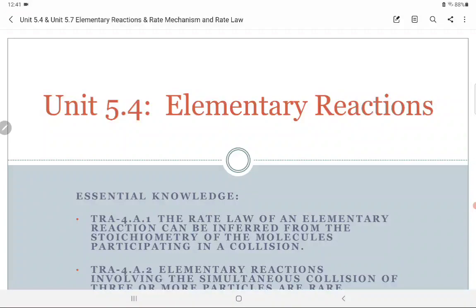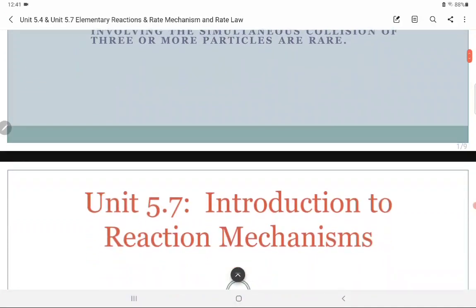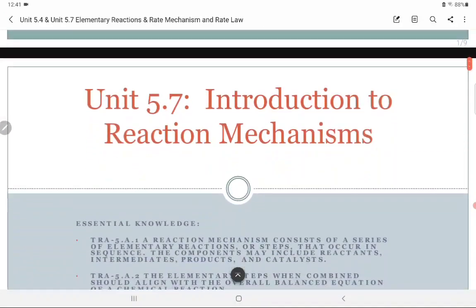And one of those chemical reactions always is going to be slower than the other ones. And whichever one is the slowest of the steps determines how fast the reaction can take place. And we're going to call those steps elementary reactions. And so this is unit 5.4, but very much related to it is 5.7. So it looks like we're going to be skipping some spots here, but we're not really going to be skipping spots.